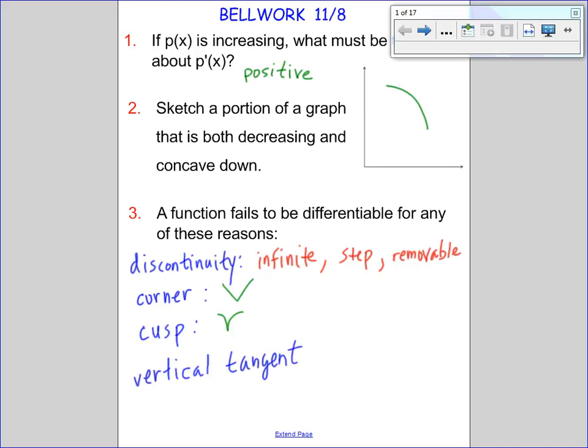Where again, we could be smooth, right? We could be a smooth function, we could be continuous, and yet not differentiable because we've got a vertical tangent. A classic example would be like the cube root function, y equals the cube root of x, where I've got a smooth function, but we've got a vertical tangent here in the middle, so the slope is undefined.